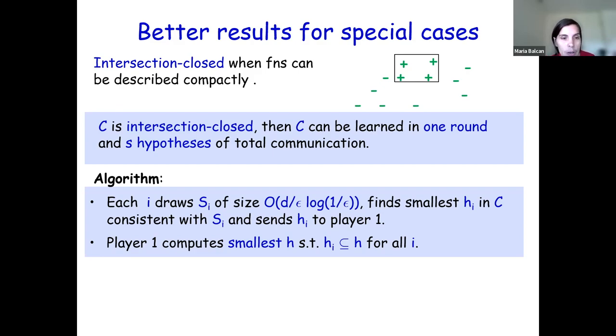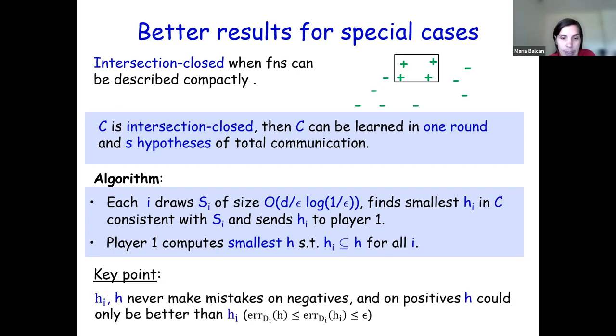The algorithm is as follows. First of all, each player i draws a sample Si of size d over epsilon log over epsilon, finds the smallest hypothesis Hi that is consistent with its own sample Si, and sends this hypothesis Hi to player one. Then player one computes the smallest hypothesis H that contains all of these Hi. Okay, and then I claim that the hypothesis H at the output has error at most epsilon. Why?